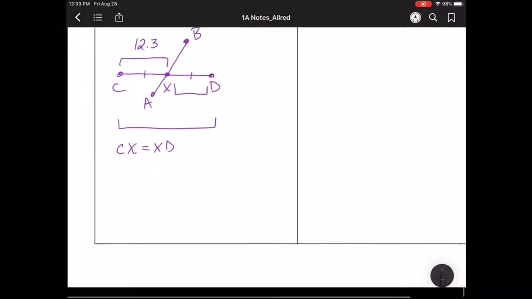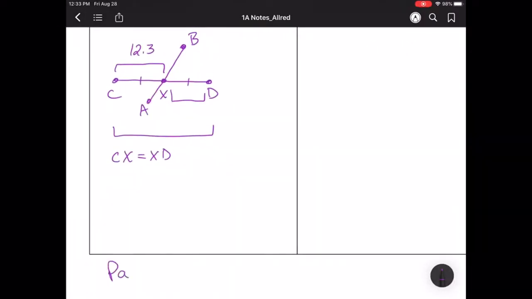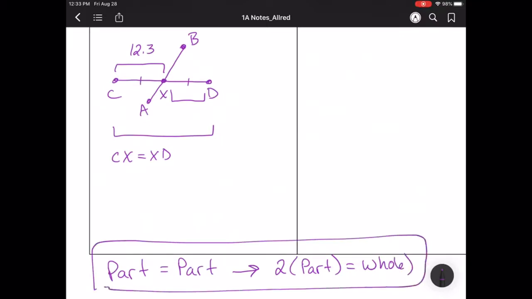The big idea with midpoints and bisectors is part has to equal part. Last lesson we talked about the phrase part plus part equals whole, but with a midpoint or a segment bisector, part actually equals part. And not only does part equal part, that means if the parts are equal, and I double the parts, so 2 times one of the part lengths, you get the entire whole length. So this is kind of a big idea for this lesson.